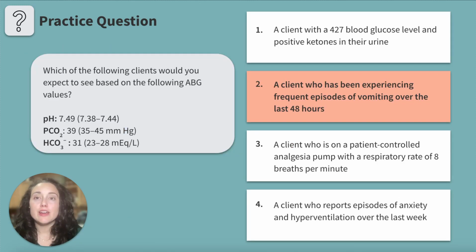Great work. So now we get to the next level of the question, and we'll identify which option reflects a client presenting with findings that align with metabolic alkalosis. When we're looking through the options, we're looking for a client that is getting rid of an acid and retaining a base, creating alkalosis. Can you think of what might cause this? This can be caused by several things, such as diuretic therapy, total parenteral nutrition, or even loss of gastric fluids. And are we seeing an option with loss of gastric fluids? Yeah. Option 2, a client who has been experiencing frequent episodes of vomiting over the last 48 hours.